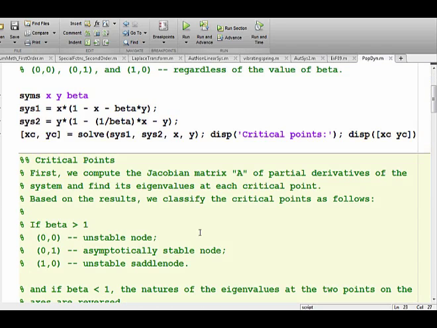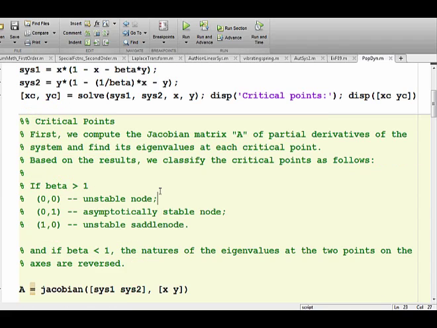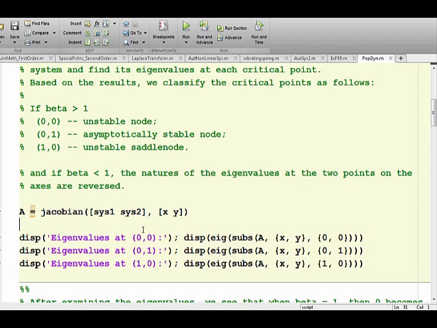Okay, so now we want to do a little almost linear analysis. I'm going to compute the Jacobian matrix of the partial derivatives of the system, find the eigenvalues at each critical point, and based on the results, we will classify the critical points. So let's run it first. Here they are. Run it. Bring up the MATLAB window.